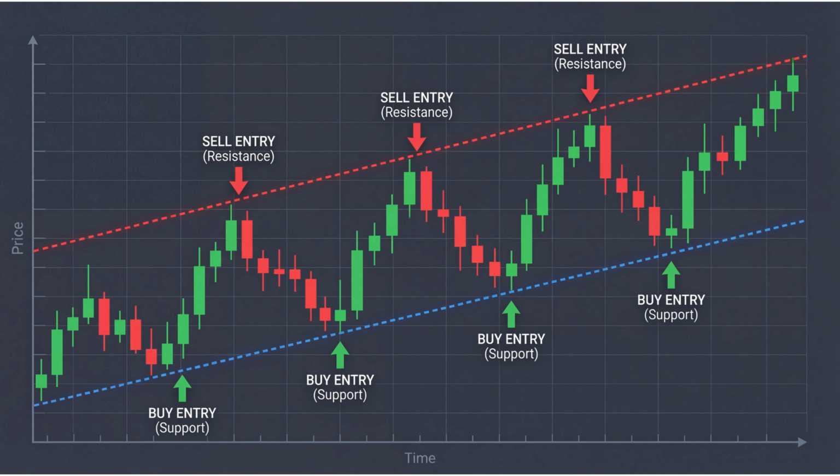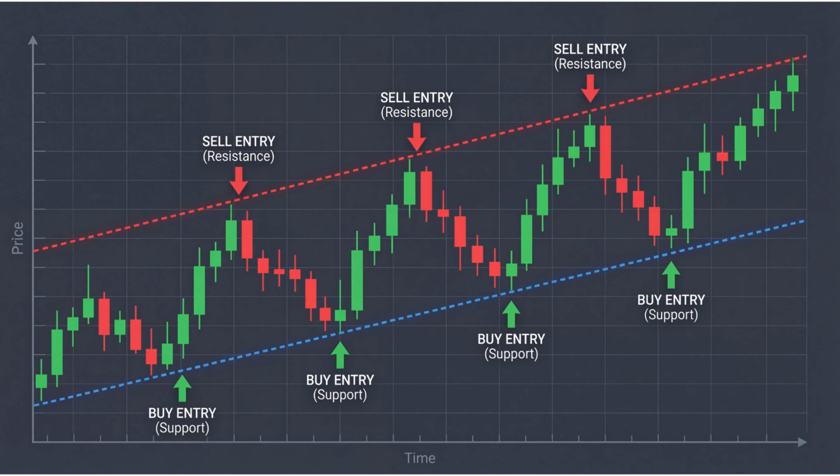How a trend channel can be used for clear buy and sell decisions. The lower blue dashed line represents support, while the upper red dashed line represents resistance. When price moves down toward the support line and shows signs of rejection, it creates buy entry opportunities as buyers step in and push the price higher. On the other hand, when price rallies up to the resistance line, it often slows down or reverses, creating sell entry opportunities as sellers take control.